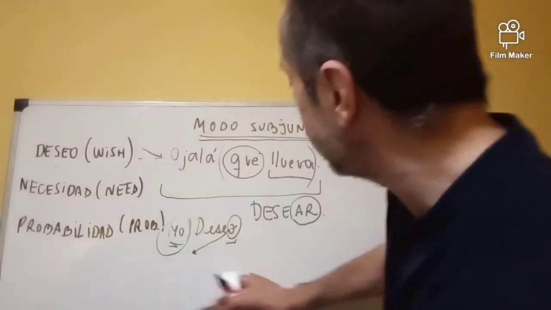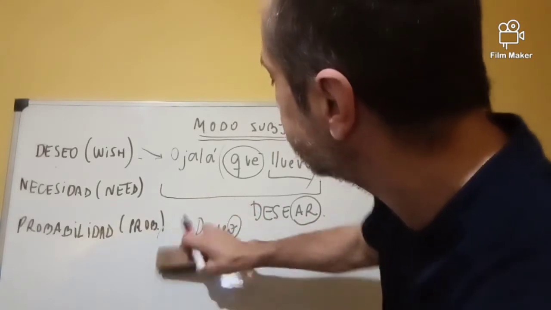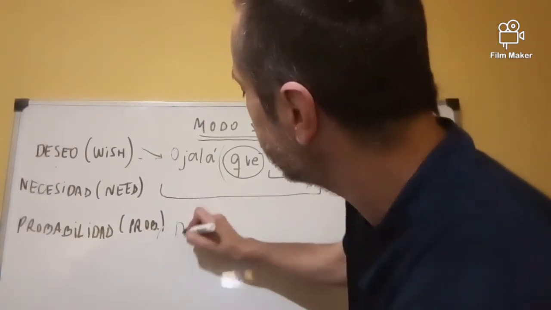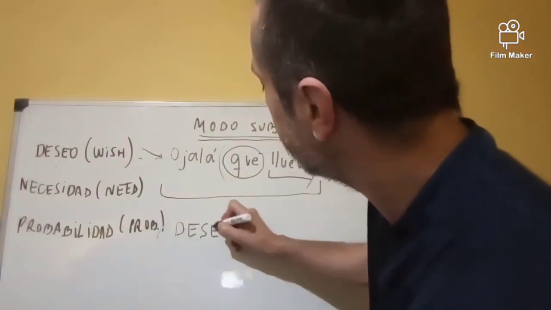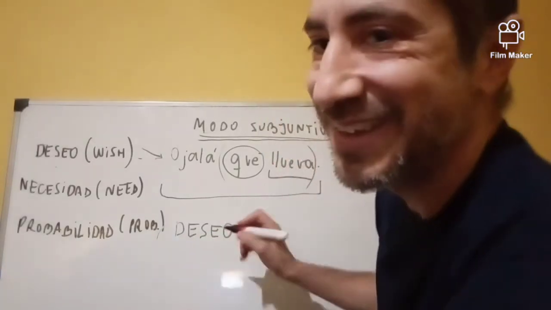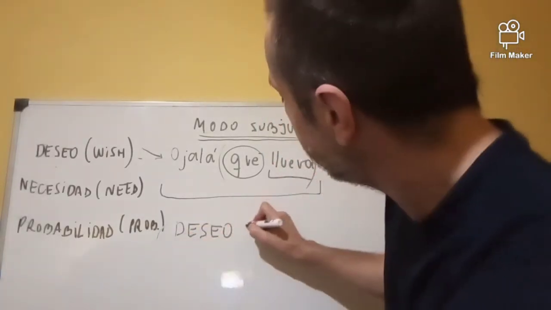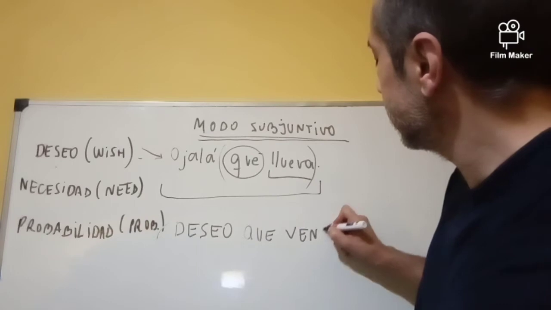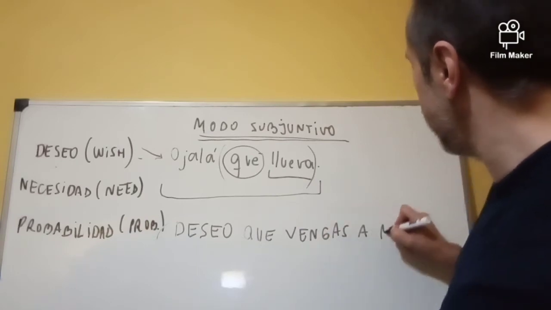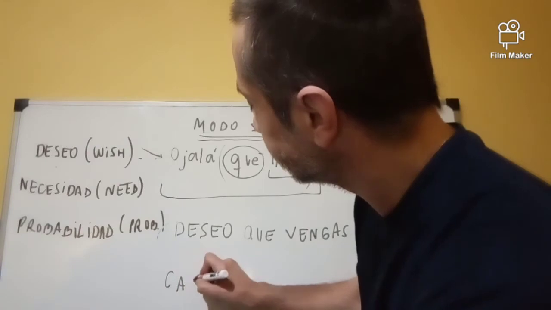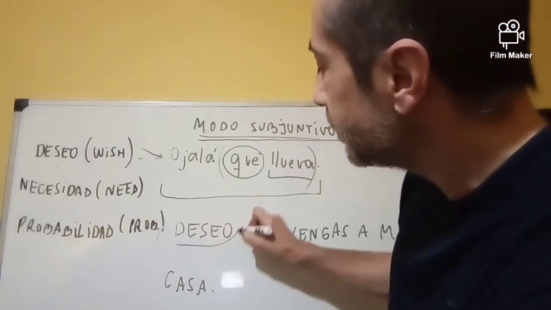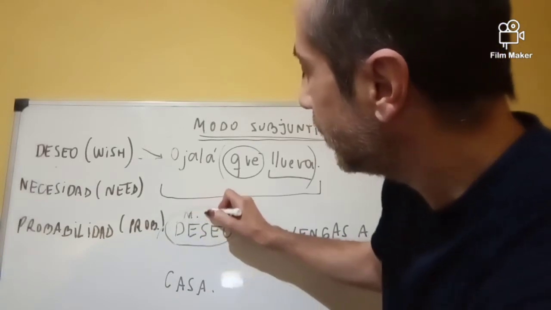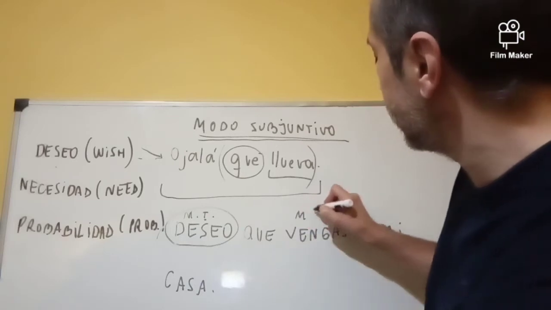Let's see. Deseo, so let's erase this because it's not necessary at all. And let's make Sergio make the letters bigger, please. Deseo que vengas a mi casa. Why does this verb take the modo indicativo and this one modo subjuntivo?